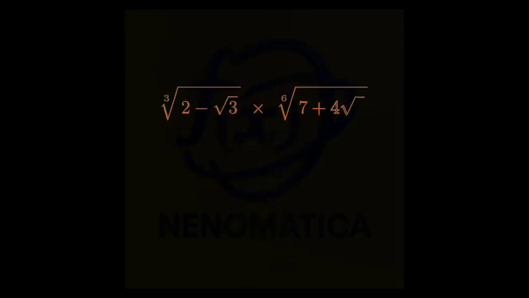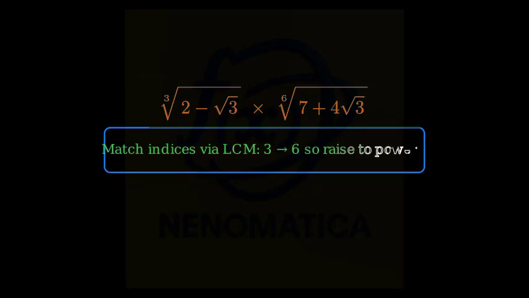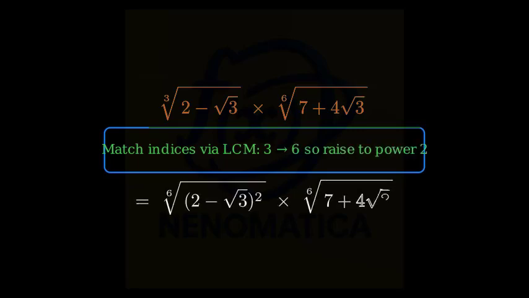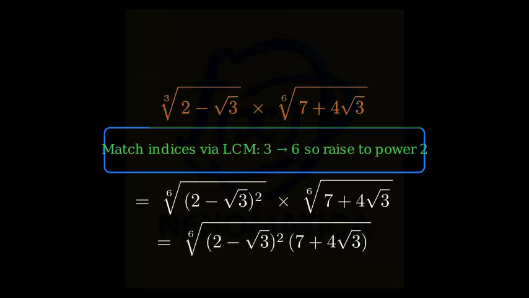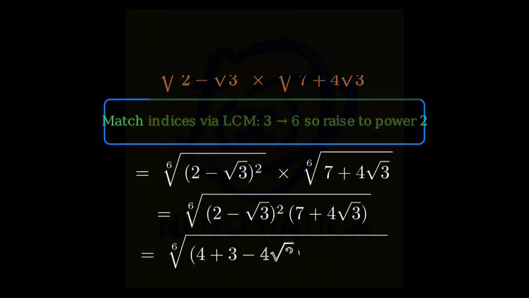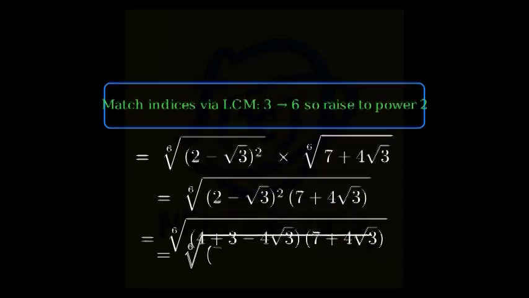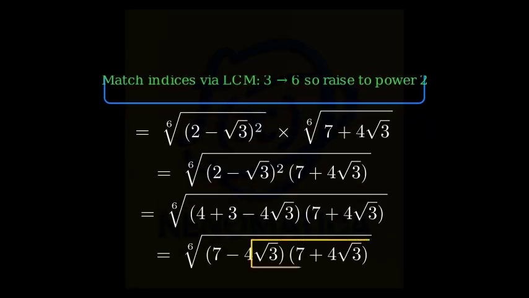First, write the expression. Rule. Convert the cube root to a sixth root by squaring its radicand. Now both are sixth roots, so we can combine them into a single sixth root. Expand the squared binomial, 2 minus root 3, quantity squared. Replace 4 plus 3 minus 4 root 3 with 7 minus 4 root 3, and multiply by 7 plus 4 root 3. That's a conjugate pair.